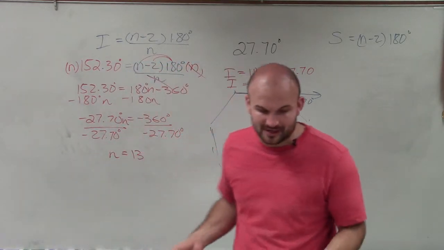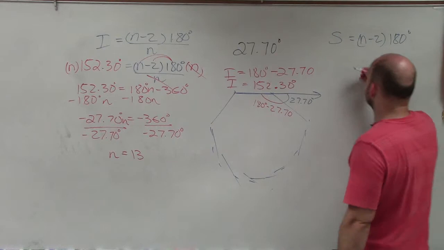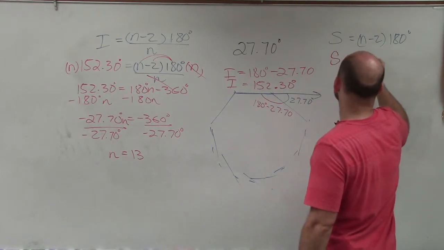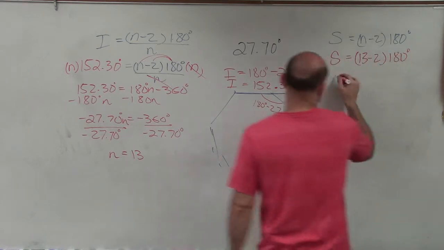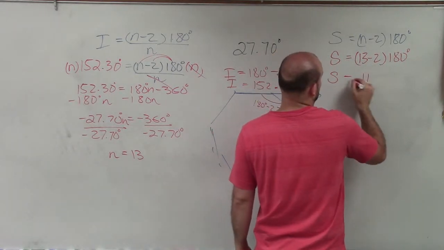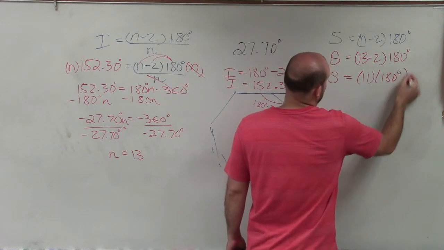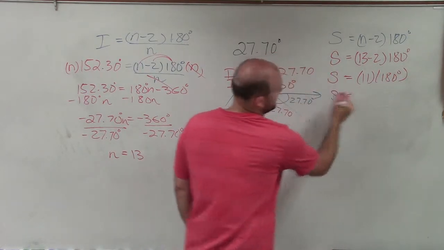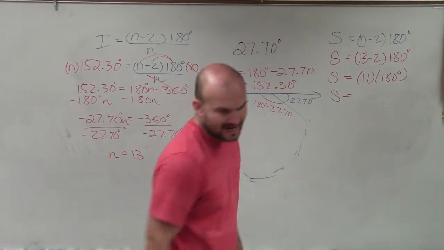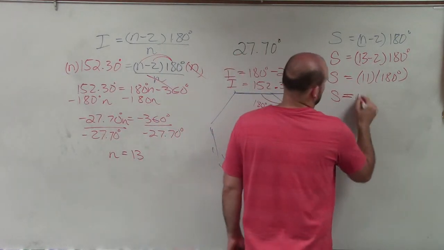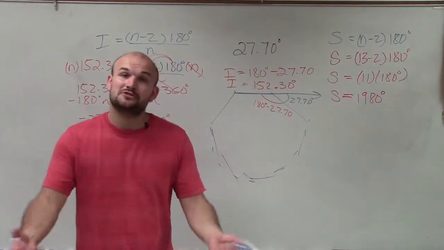But now we need to go ahead and figure out, now we know the number of sides, we still want to figure out what is the sum. So since we now know the sides, 13 minus 2 times 180 degrees. So s equals 11 times 180 degrees. Therefore, s equals, when you go ahead and plug that into your calculator, you get 1980. So therefore, the sum of the interior angles is 1,980.